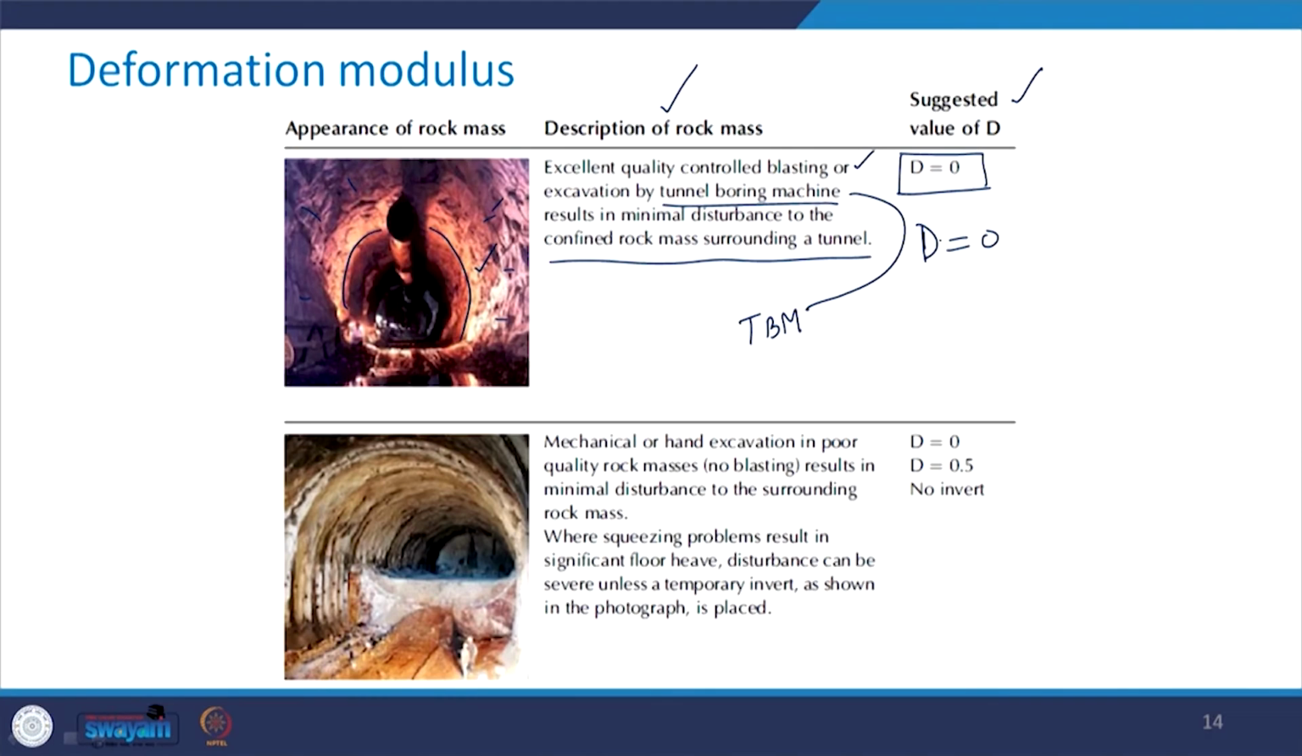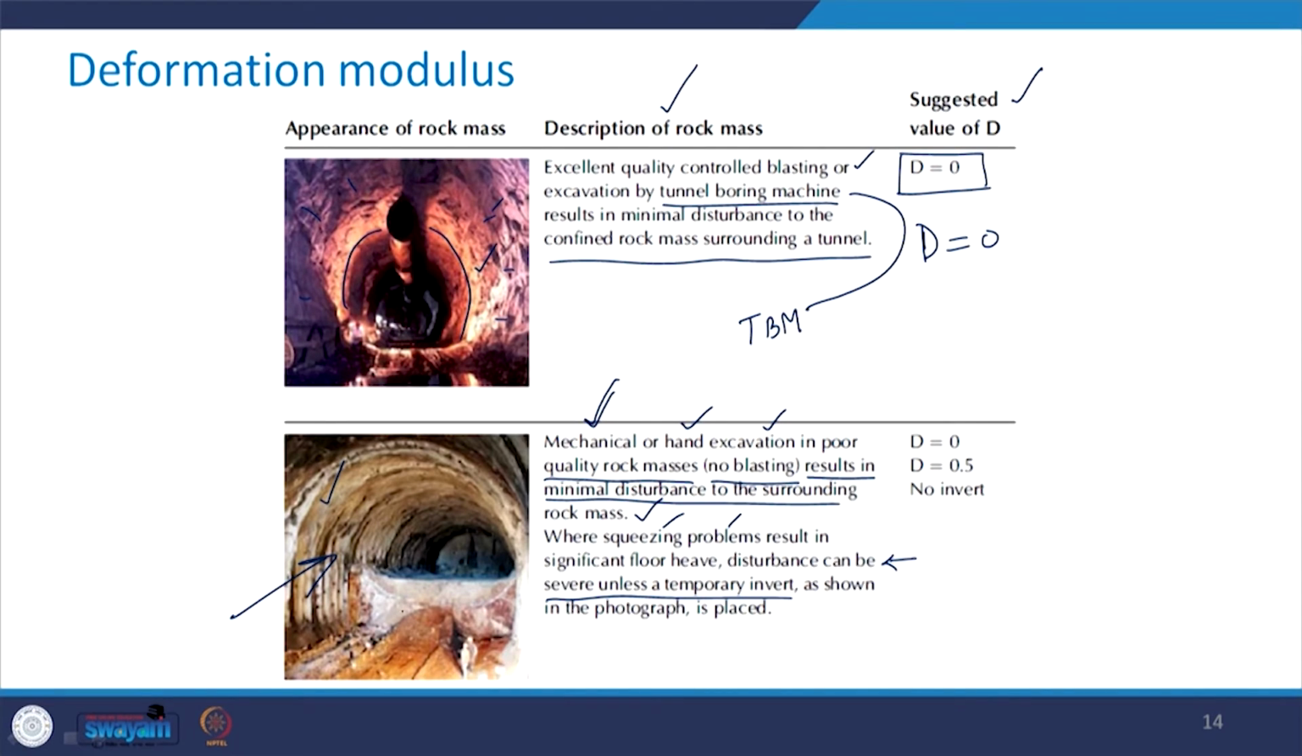Come to the second category, where the rock mass will have the appearance like this, and it is described as the mechanical or hand excavation in poor quality rock masses, and there is no blasting. So you see that either it is the mechanical or hand excavation, and it is in the poor quality rock masses. This also results in the minimum disturbance to the surrounding rock mass. But in case if you have the squeezing problems, these result in significant floor heave, and disturbance can be severe unless a temporary invert, which is shown here in the figure, is placed.